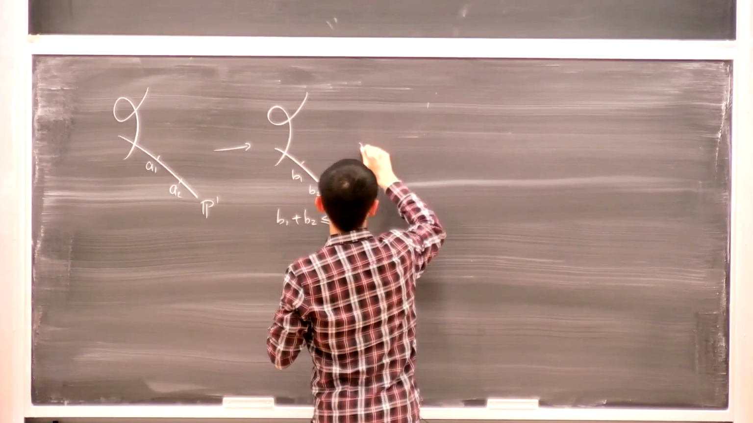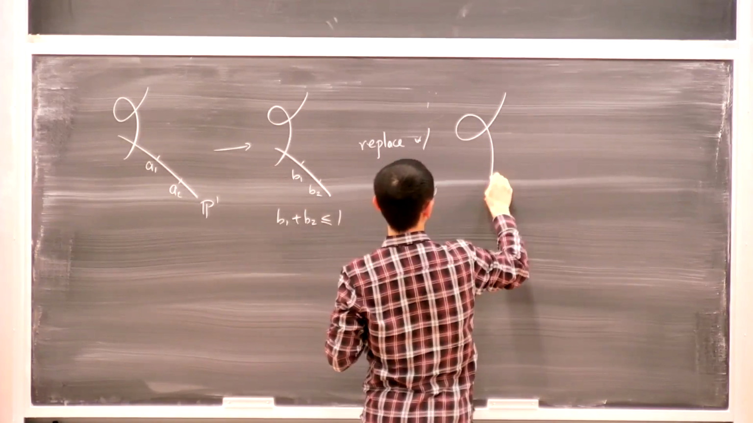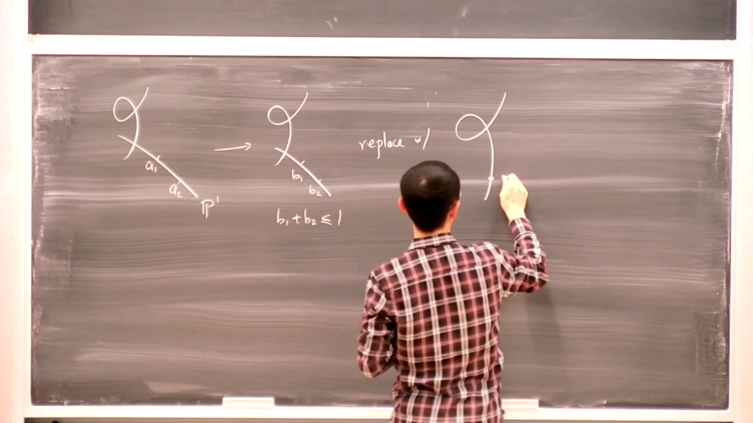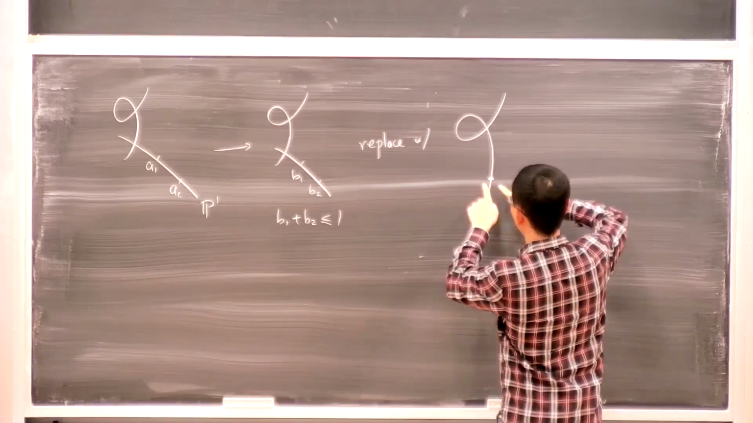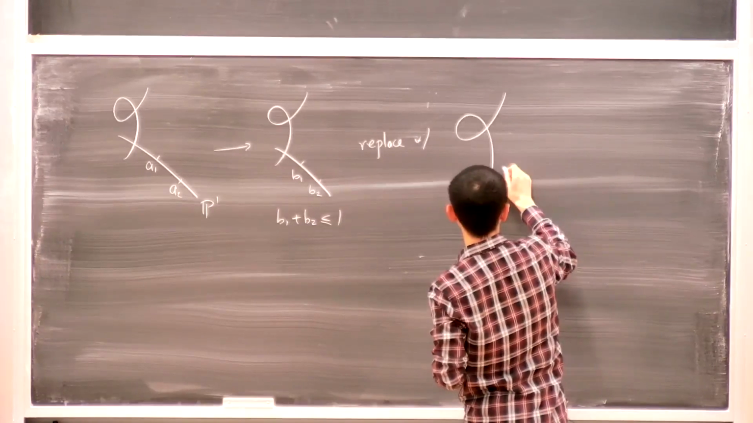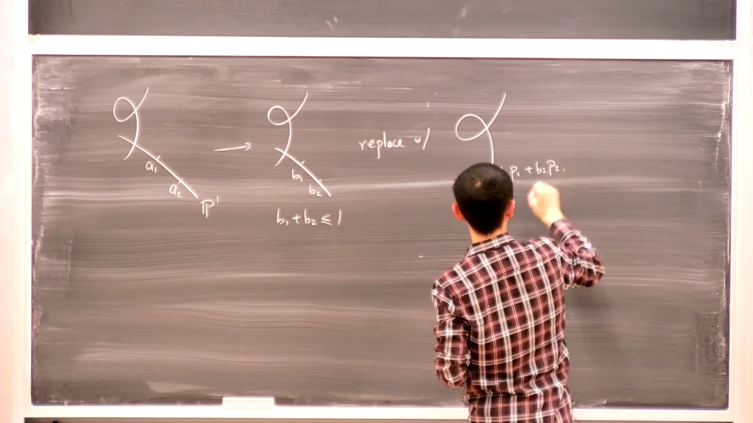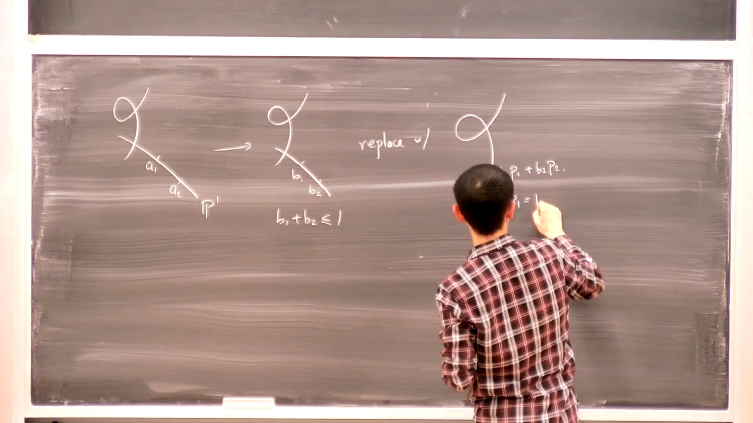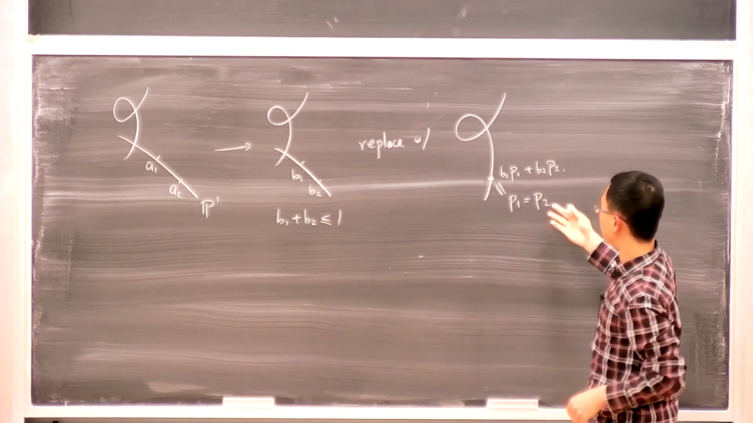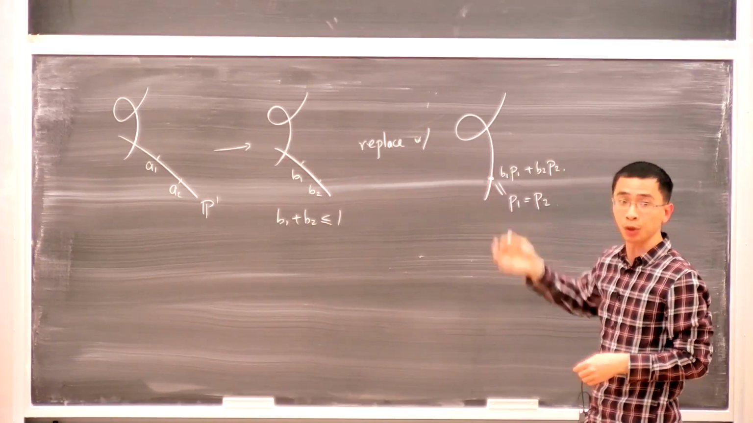So the replacement would become this curve with two marked points colliding. So then we're just left with P1, where P1 equals P2 becomes the point to which the curve is contracted.